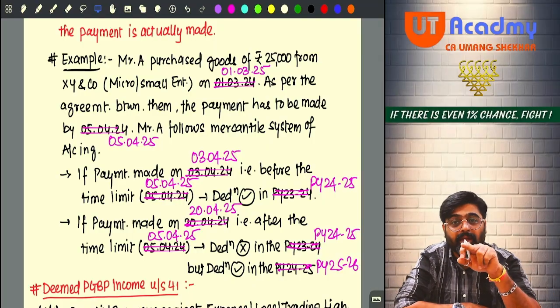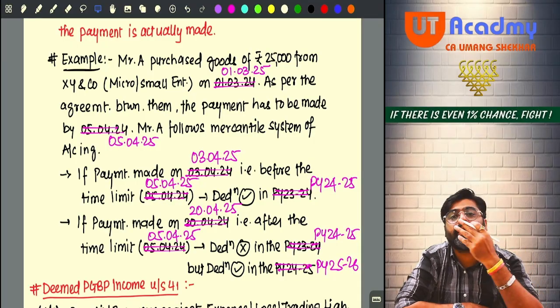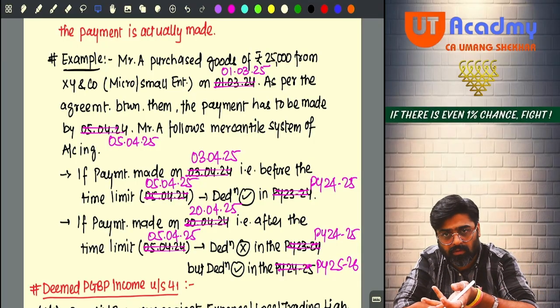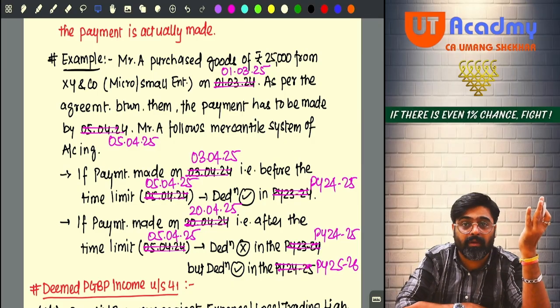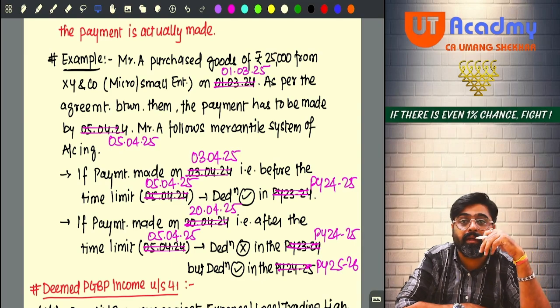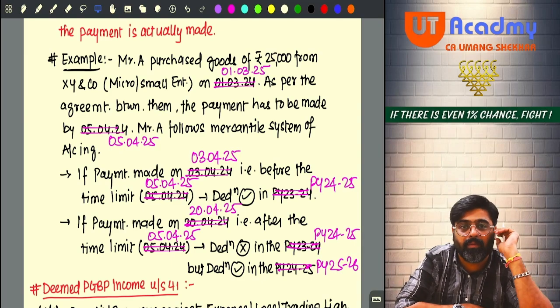Getting my point? But if the time limit falls in this year also, and I'm not following the time limit, I'm paying beyond the time limit. So beyond the time limit when I'm paying, next year, no. So this year it will not be allowed. Whenever it is paid, that time it will be allowed.